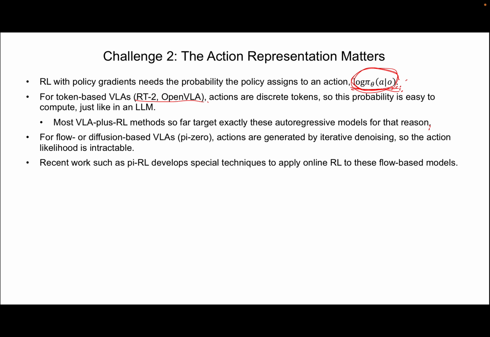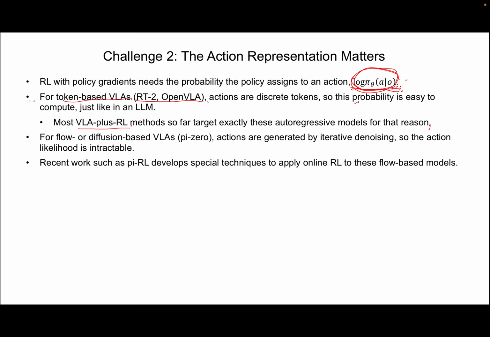But the problem is that these discrete token-based VLA models suffer from quantization errors. They cannot do high-frequency, detailed manipulations because they are based on discrete tokens. That is a good point about the pros and cons of token-based VLA models. But getting probability is much easier for them, and that is the reason why most recent VLA plus RM methods target this kind of VLA model, because we can easily get likelihood.